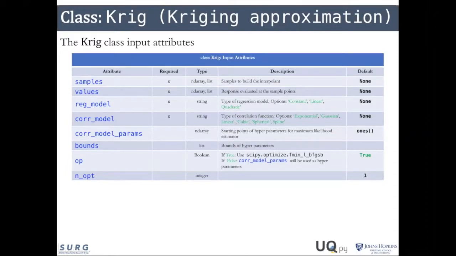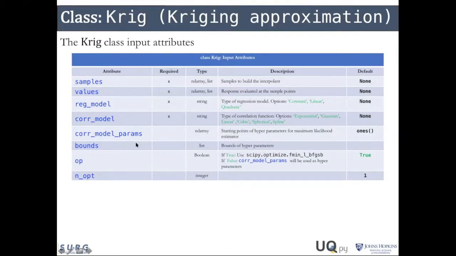our hyperparameters in the correlation model. These can be either used as fixed values, or can be used as the initial value for the maximum likelihood estimate problem. And if nothing is defined, then the default is ones of dimension 1 cross dimension of input space.